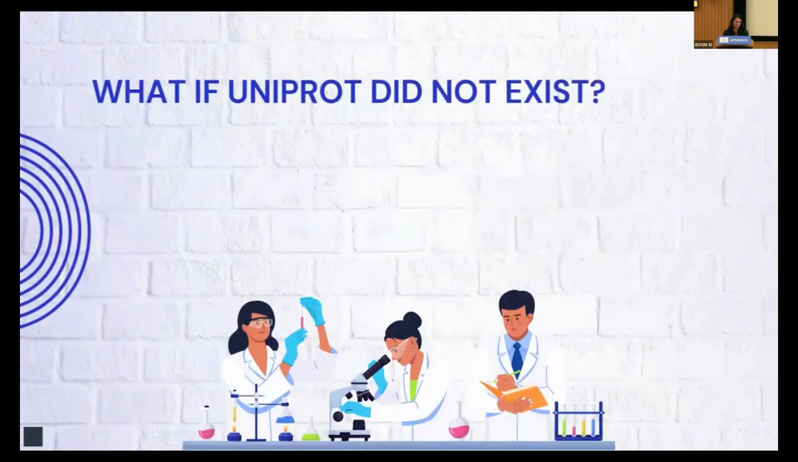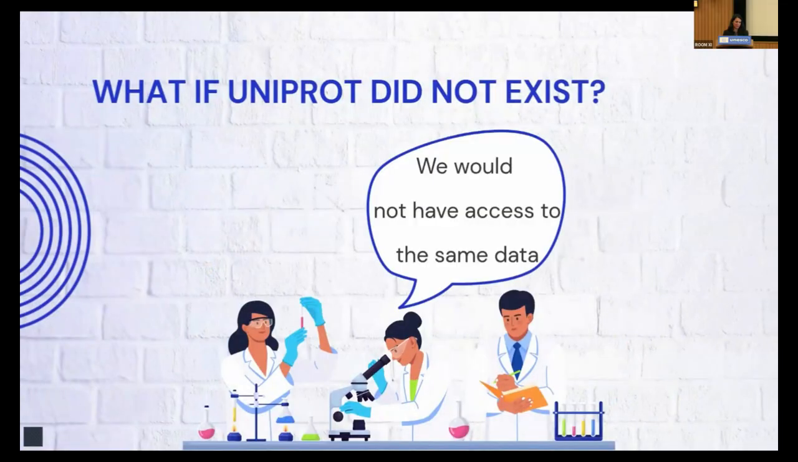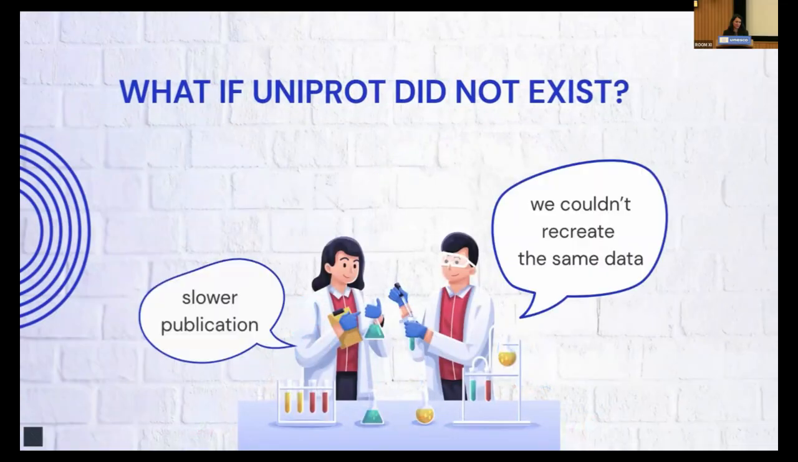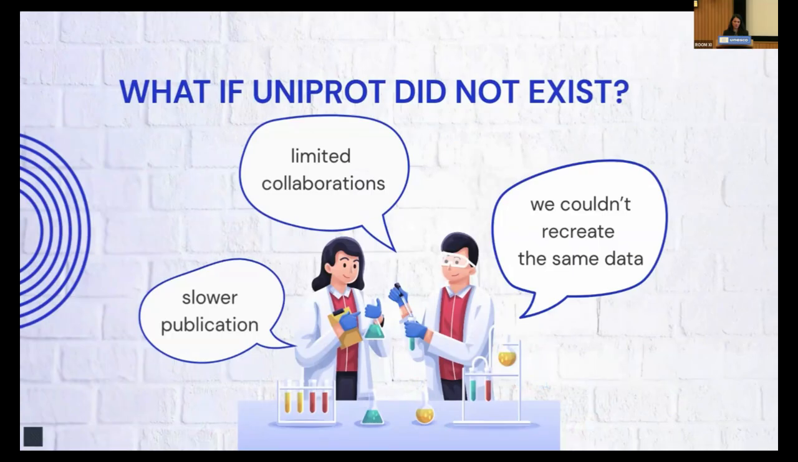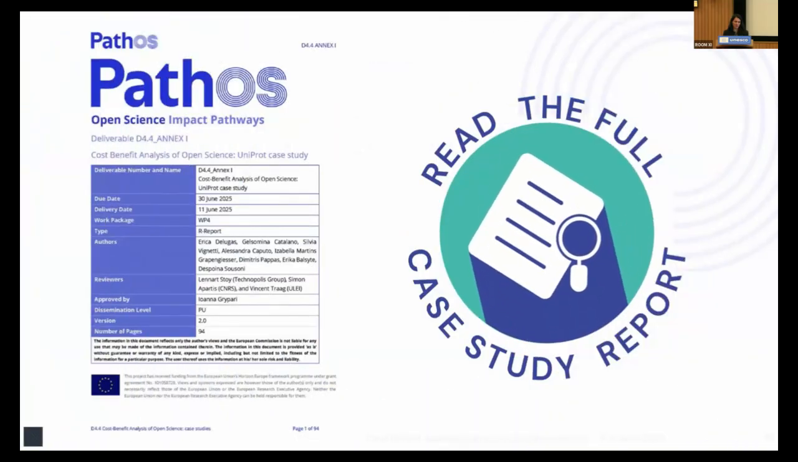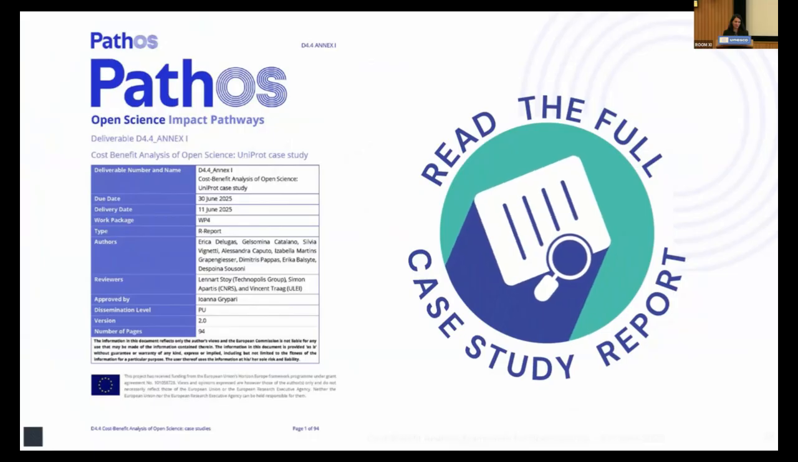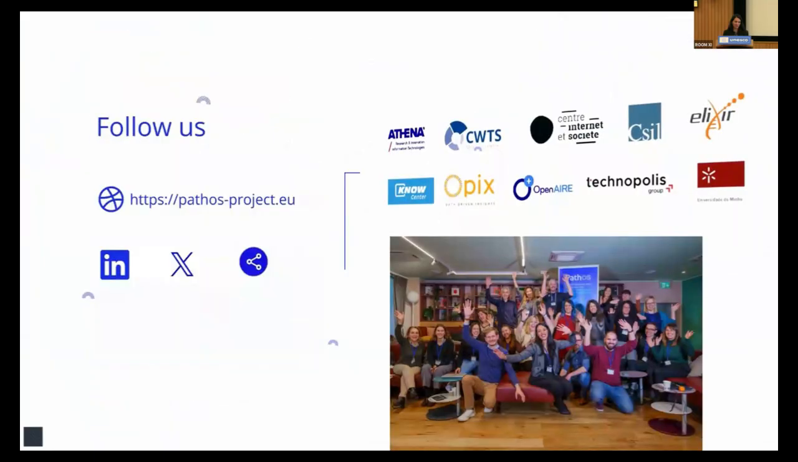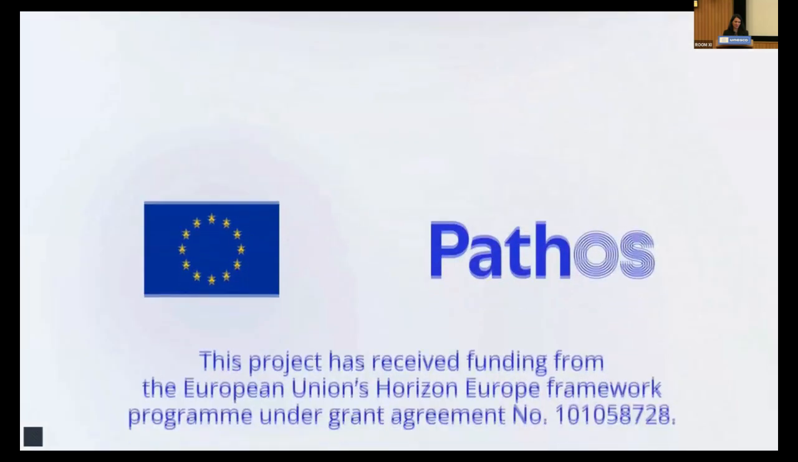Based on our user survey, 74% of respondents said they would lose access to the same quality data without UniProt. Many couldn't recreate it, publish as quickly, or collaborate as effectively. You can access all our findings in the full case study report and explore additional resources, all open access and developed through the Horizon Europe PathOS project at pathos-project.eu.